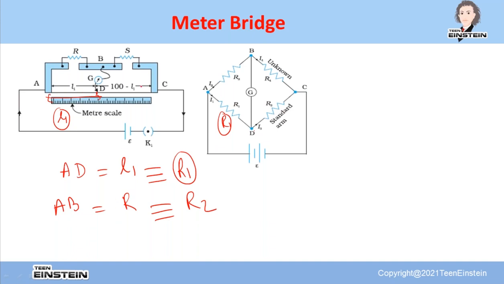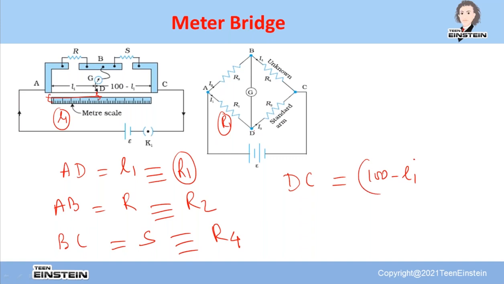So between B and C, look, this is R4. Between B and C, see here it is given S, which is equivalent to your R4. Now see, AD I have got. Then DC. DC is equivalent to, see, this is 100 centimeter minus L1, the remaining length of the wire, which is equivalent to your R3. Between D and C, see Wheatstone bridge, R3. So this is R3.